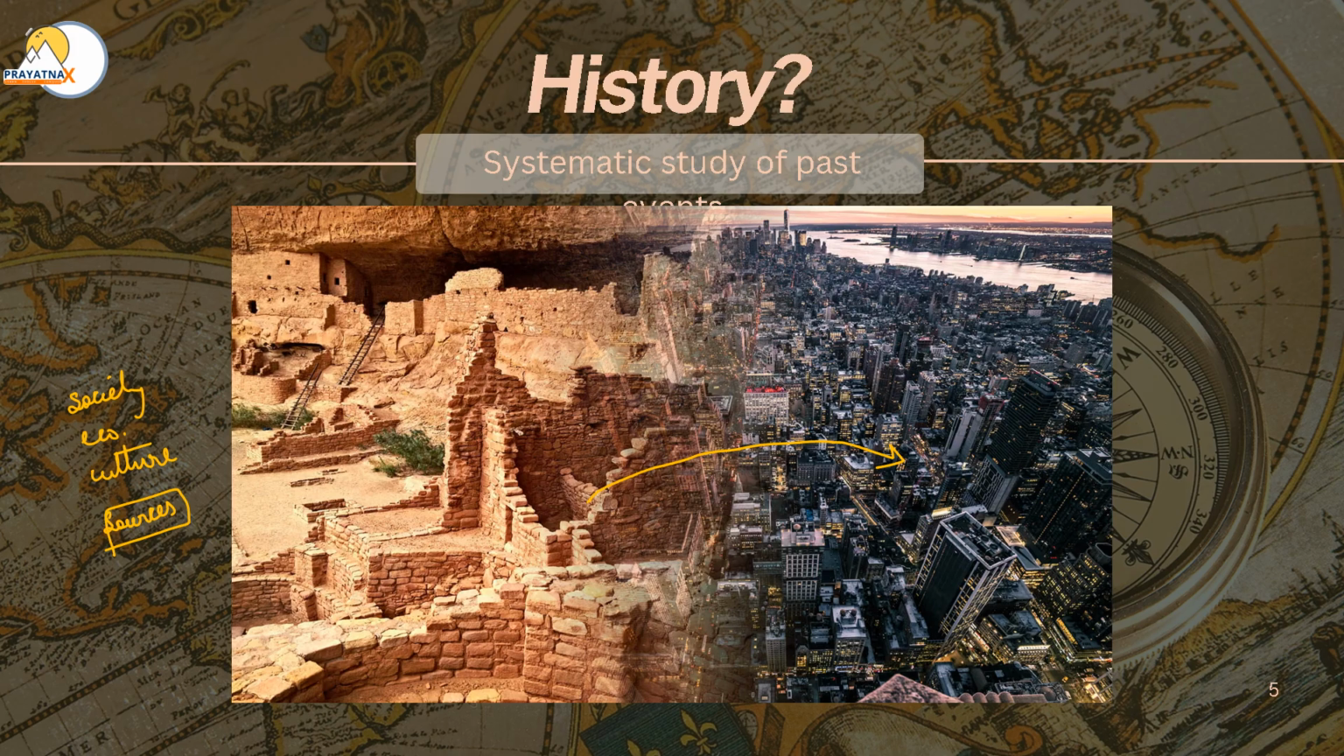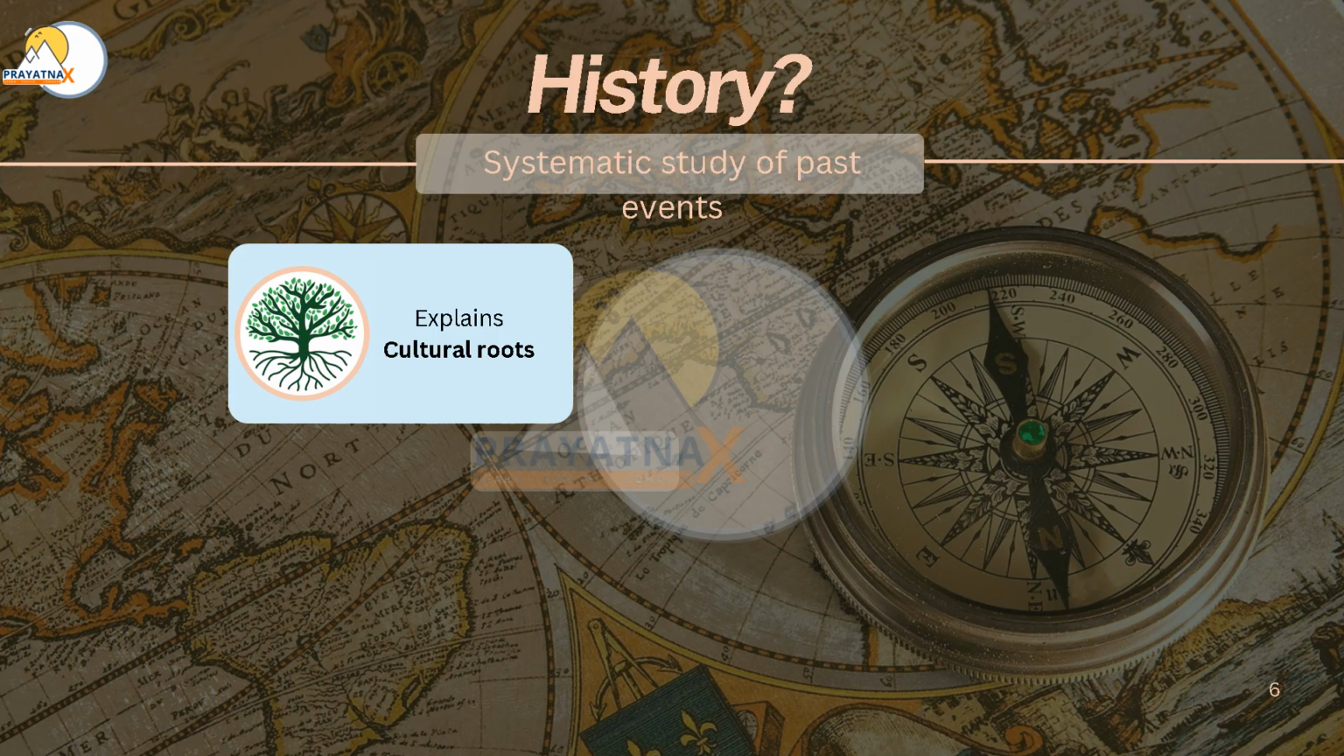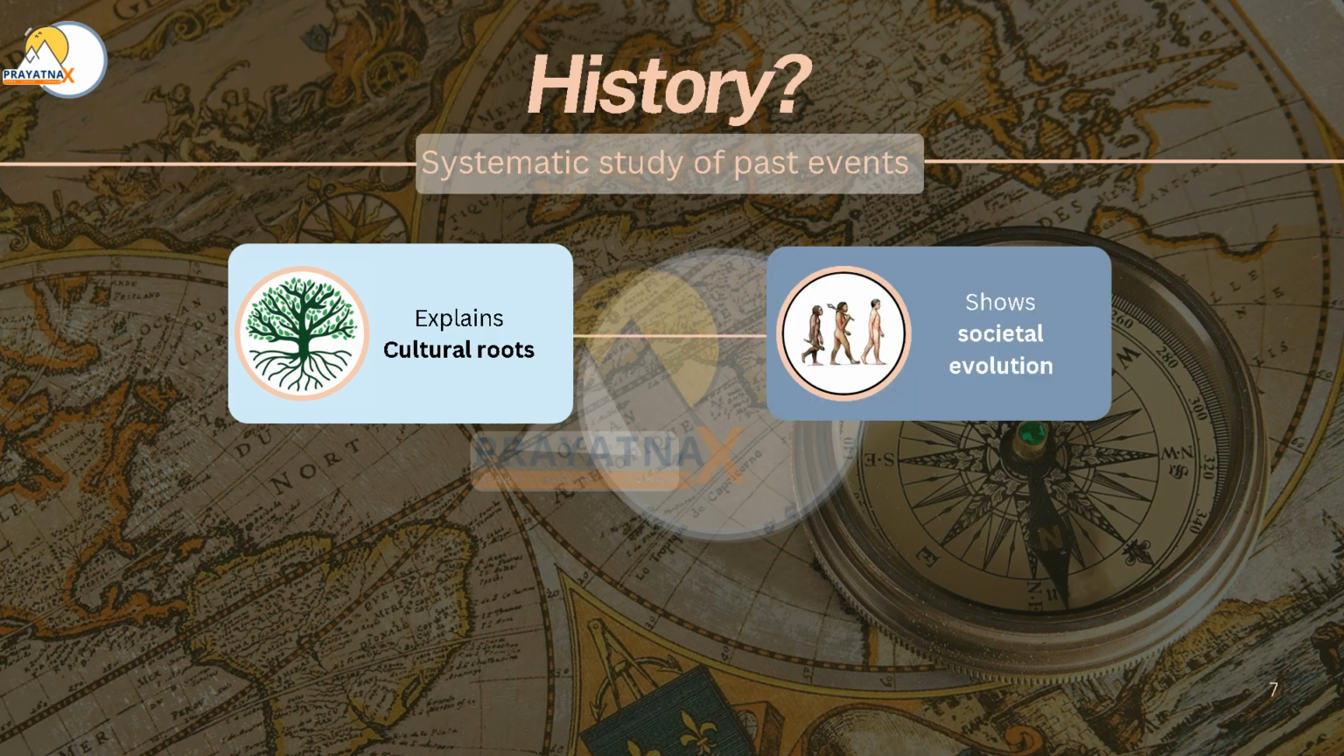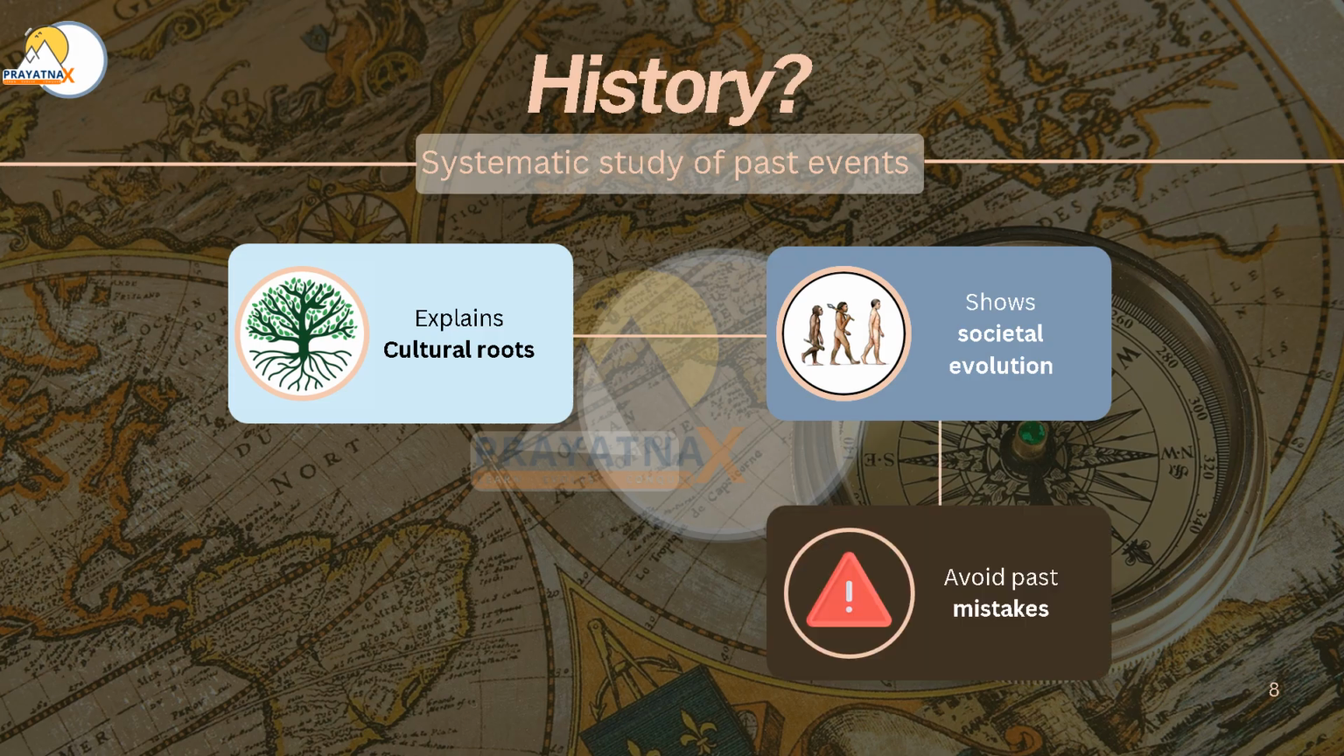Now, we'll also see that history is not just about the past, it is about the present too. Our present is basically shaped by the past. The society we live in today has been shaped by the people who have been before us. This explains the cultural roots, how societies have evolved, and how it makes us learn lessons from the past. This helps us avoid repeating mistakes. This also teaches us how to avoid bad things which had created problems in the society.